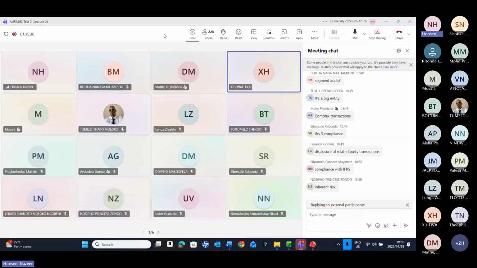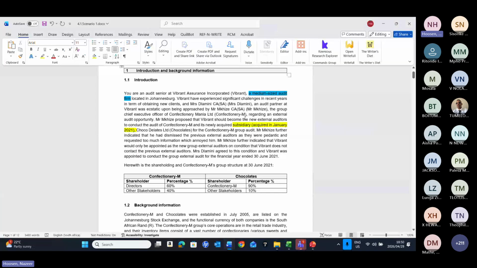Correct. It may not be eliminated on consolidation. Yeah, so that's perfect. Well done. Those are risks that have already featured, for what it's worth.